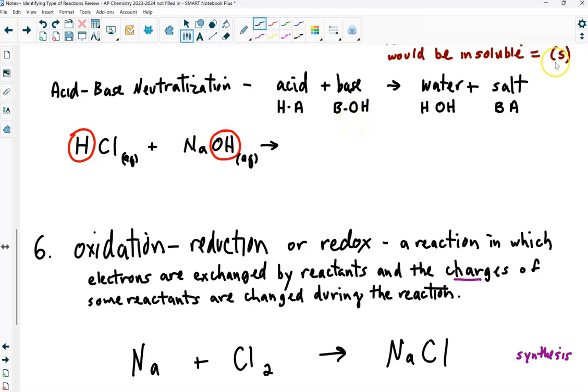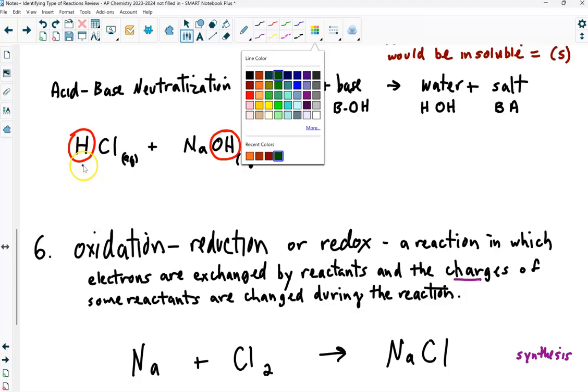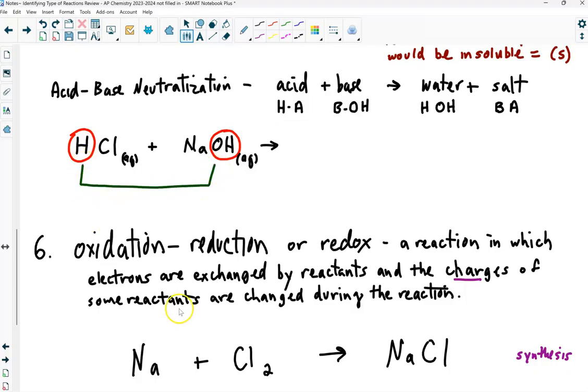And what ends up happening is it creates water. So there's still a swap. There's still an apparent exchange of bonding partners. So H would go with OH. That's where you get your water. And then Na would go with Cl, and that's where you get your salt.